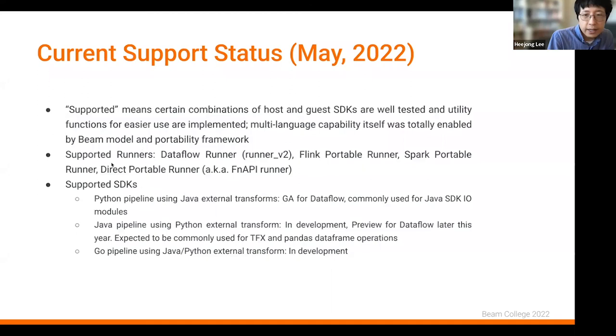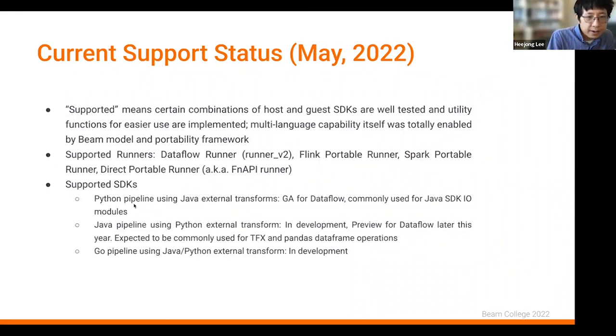So Dataflow runner, the runner v2, the new runner, supports multi-language pipelines, and so do Flink portable runner, Spark portable runner, and Direct portable runner. Because basically the multi-language pipeline is based on a portability model. So most runners which support the portable pipeline also support the multi-language pipeline.